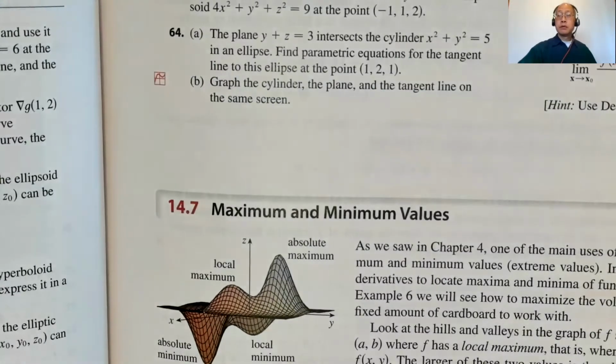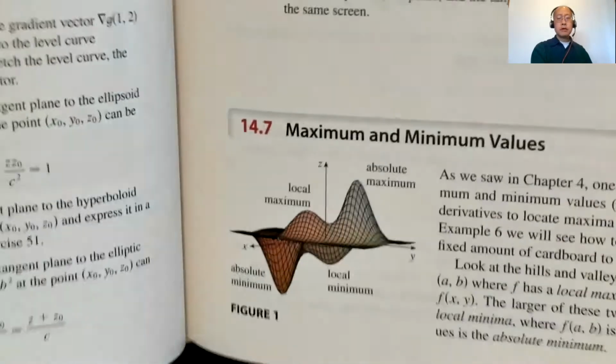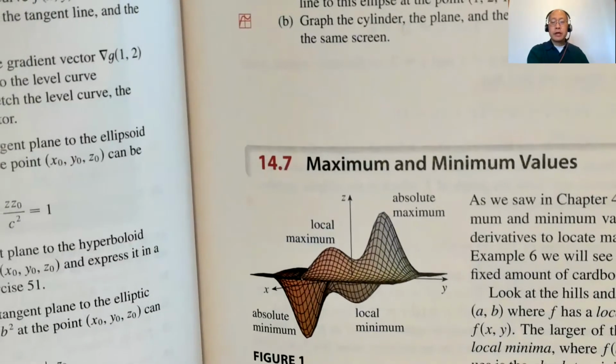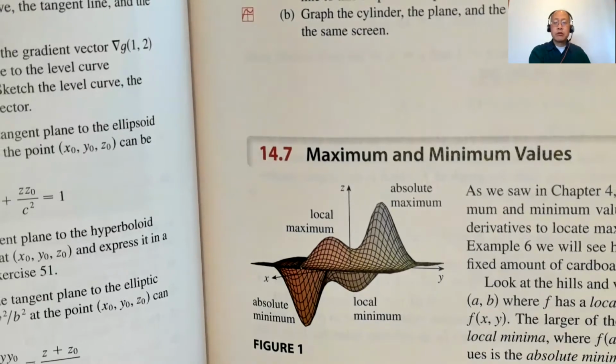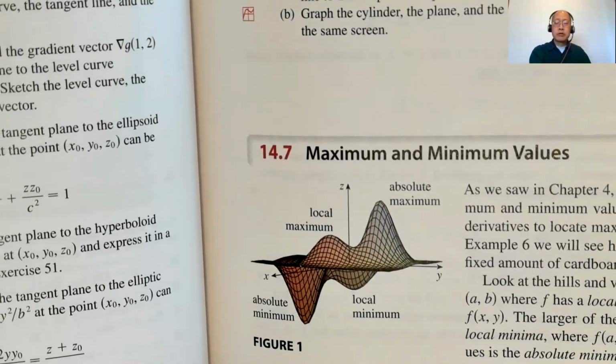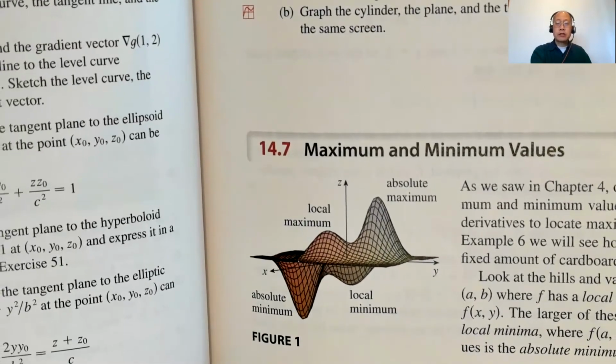This is section 14.7 on maximum and minimum values. On the bottom of page 959, it's maximum and minimum, just like in Calc 1 and 2. Here you have the XY plane and the Z value is the height. So you can see you have local maximum, local minimum, absolute minimum, just like in Calc 1 and Calc 2. So how do we find such points?